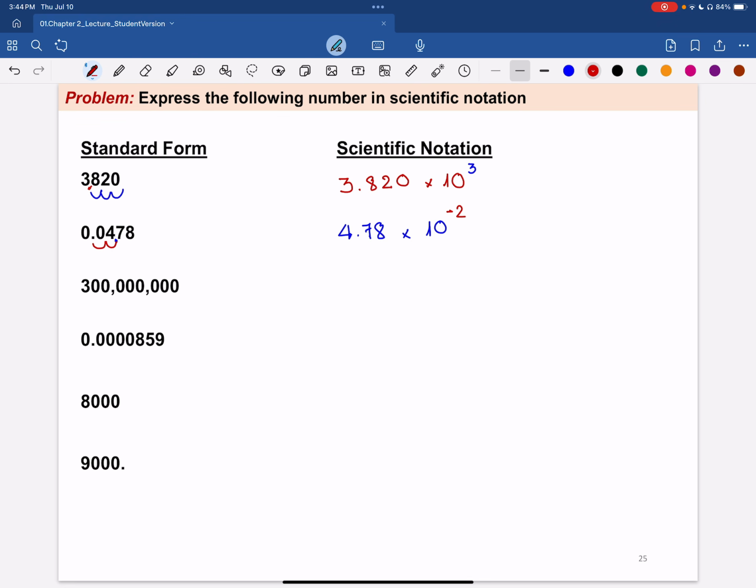300 million. Put the decimal place right after 3. 3 times 10. 300 million is larger than 1. Now we will count how many places: 1, 2, 3, 4, 5, 6, 7, 8. So 3 times 10 raised to the power of 8.